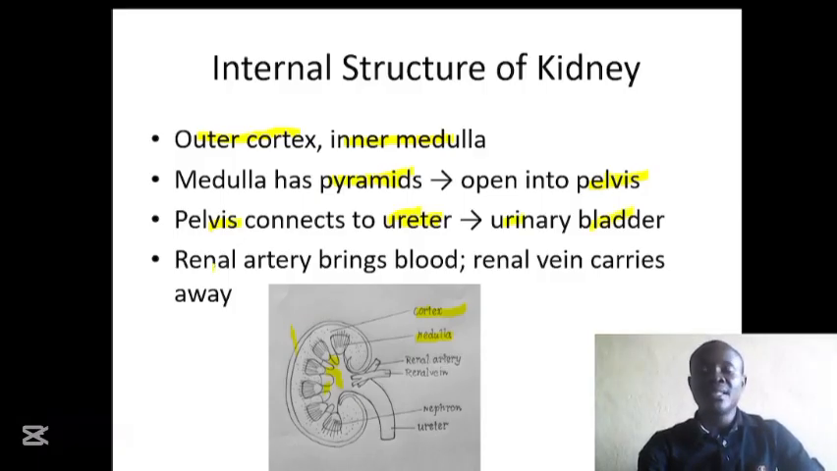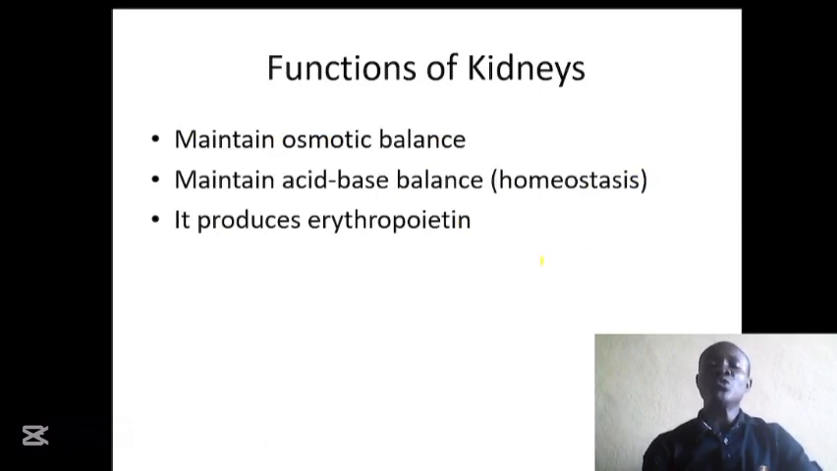The renal artery, as I described before, carries blood into the kidney. As I described before, the blood being carried into the kidney is oxygenated but unfiltered. While the renal vein carries blood away from the kidney, and that blood is deoxygenated but filtered or purified. We know the main function of the kidney is to filter blood in order to form urine.